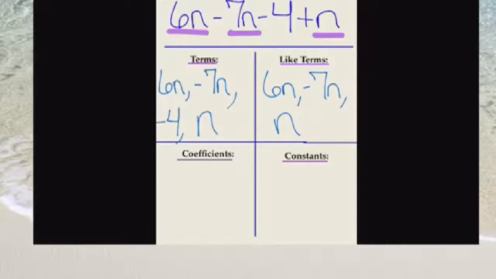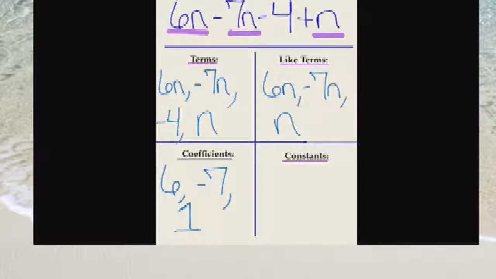Next thing is our coefficients. Well, 6 is attached to n, so that's going to be my first coefficient. Negative 7 is also attached to an n. We don't do this for whole numbers, so skip negative 4. And then last but not least, that n. What is the coefficient if there's no number written? You got it, it's 1. So our coefficients are 6, negative 7, and 1.